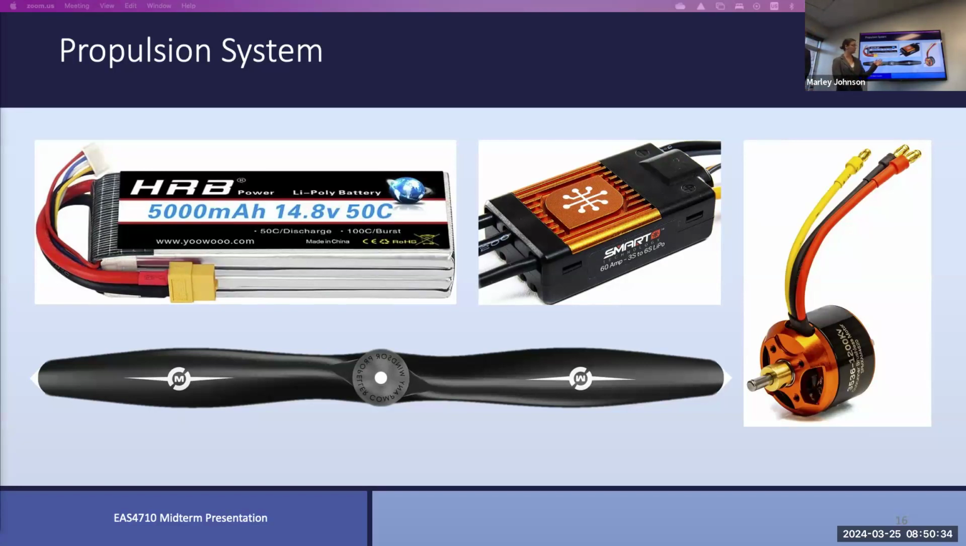Moving on to the motor, on the right side of the screen. The Avian motor, the 12,000 kV motor, was chosen as it meets our thrust requirements that were discussed in the general plan slide. The electronic speed controller in the top middle right here was chosen as it was recommended to be compatible with the motor we selected.